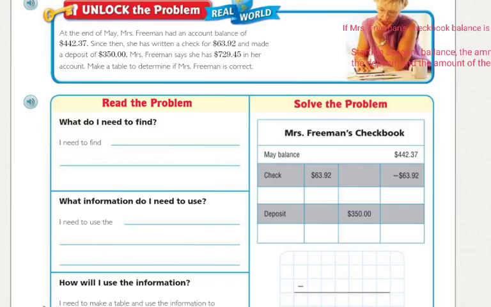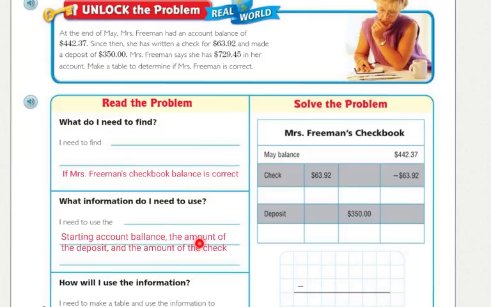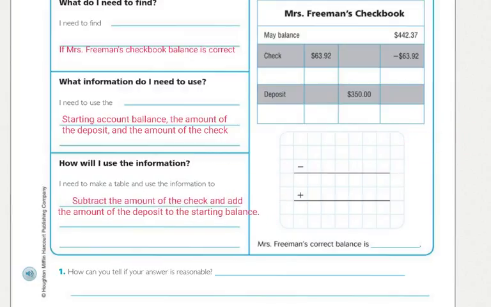So what information do I need to find? Well, I need to find out if Mrs. Freeman's checkbook balance is correct. What information do I need to use? Well, I need to use the starting account balance, the amount of the deposit, and the amount of the check. So how will I use the information? I need to make a table. I'm going to subtract the amount of the check and add the amount of the deposit to the starting balance.